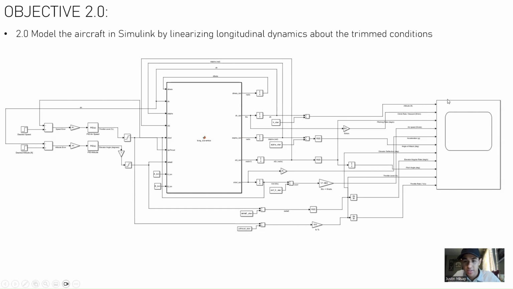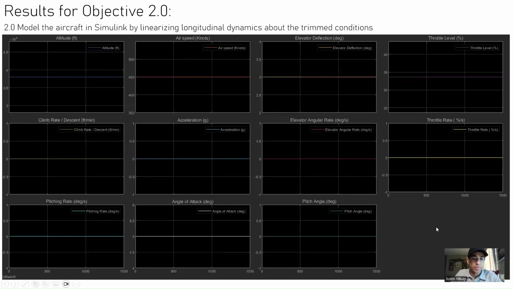So then these go into the scope. The outputs of these scopes are displayed here. We can see that the altitude is consistent at 3.8 times 10 to the 4 feet, which is 38,000 feet. We have an airspeed of 450 knots. We have the elevator deflection at 3 degrees, throttle level at about 33 percent. We have no climb rate and descent rate. Our acceleration's at 0. Elevator angular rate's at 0 because there's no change. And the main thing is also our angle of attack is at 5 degrees.